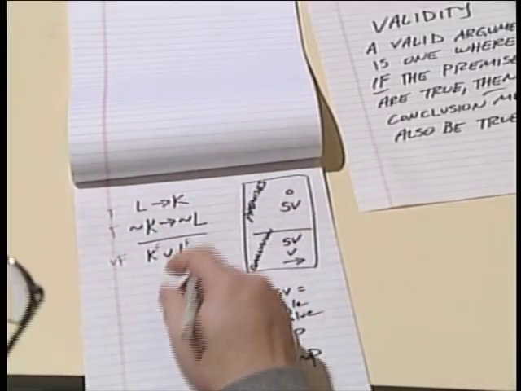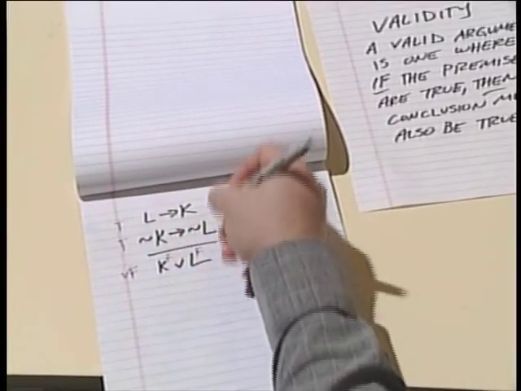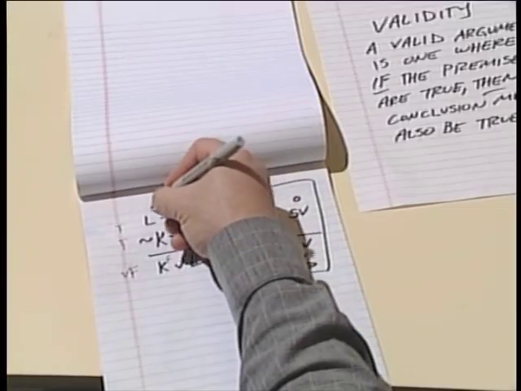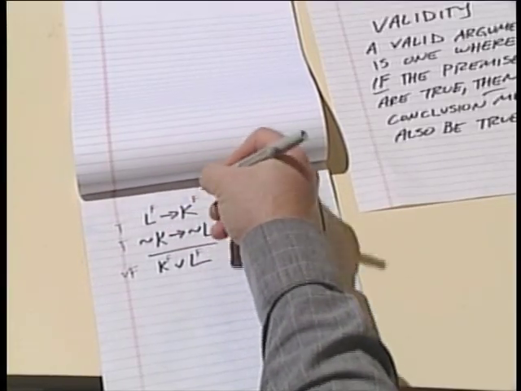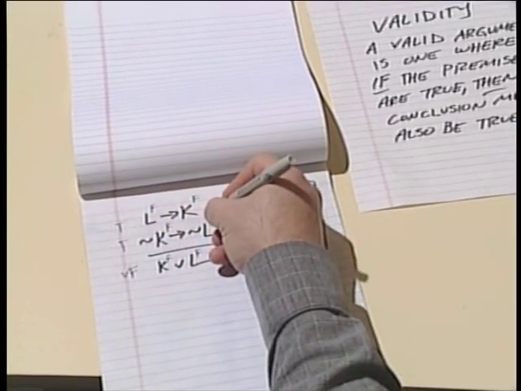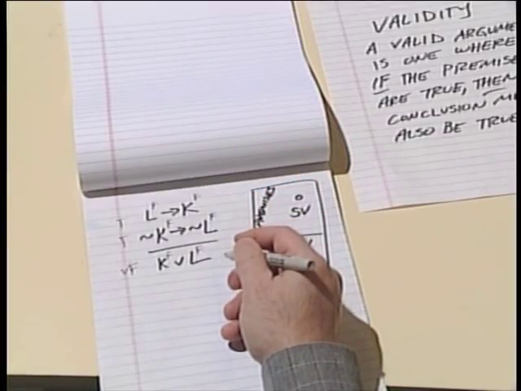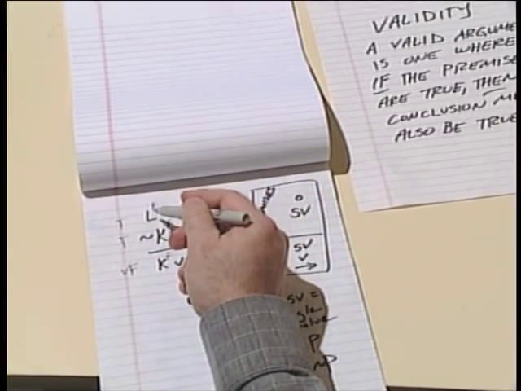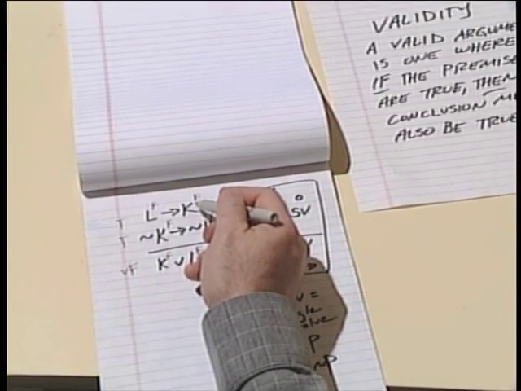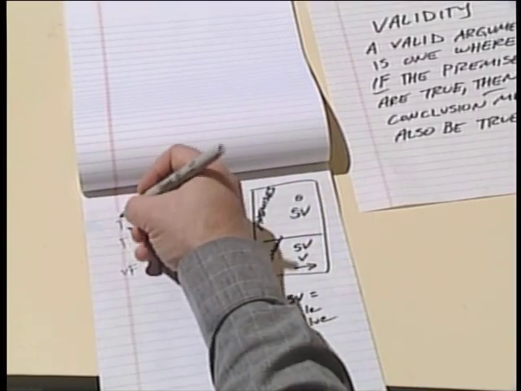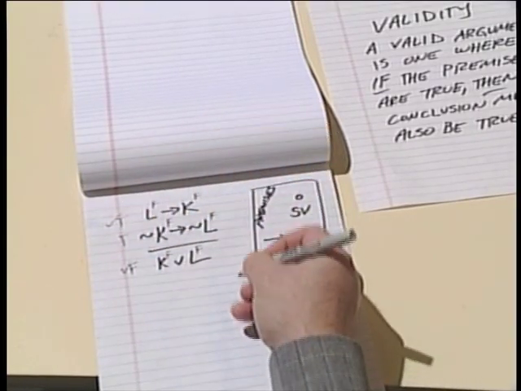Now, in a problem like this, the rest of it becomes easy because these letters just move upstairs. So L is false, and K is false, and K is false, and L is false. I don't have any choices. I do, however, have to check them out. False arrow false is true, so we're good.